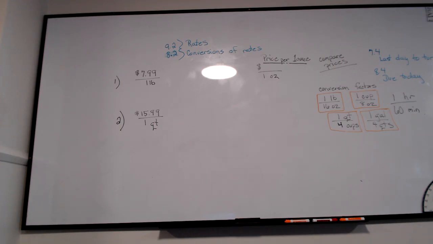Cancel this, $15.99. It's on top. Just multiply straight across. 59.9 times 1 times 1 is 59.9. Alright, 1 times 4 times 8. Do that division. That will be money to ounce.